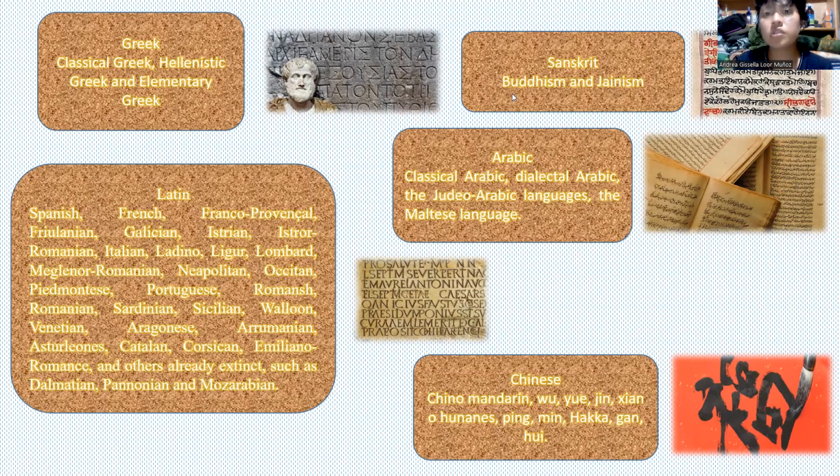Sanskrit, we have just two, Buddhism and Jainism. Arabic: Classical Arabic, Dialectal Arabic, the Judeo-Arabic languages, the Maltese language. And Chinese, we have Mandarin, Wu, Yue, Xiang, Min, Ping, Hakka, Gan, and the last one.